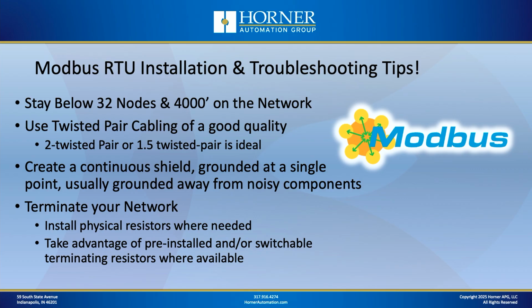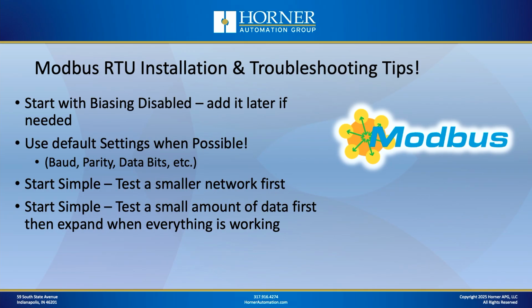Install physical resistors where you need them, or take advantage of switches or system menu settings or whatever is built into the slave or the master to support the termination. Use termination. When it comes to biasing, only use it if you need it. Start with your biasing disabled. If everything's working fine, you don't need to enable it. If you're having some troubles, adding biasing is one of the things you can do to see if that corrects your issue. Also, as I've mentioned multiple times, use the default settings in the slave when you can.